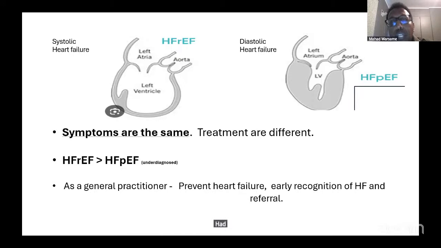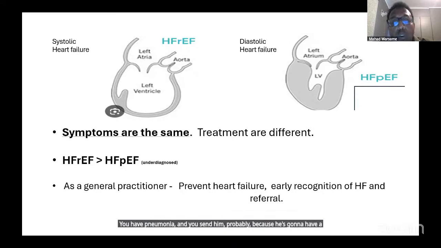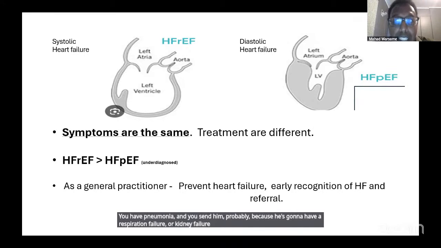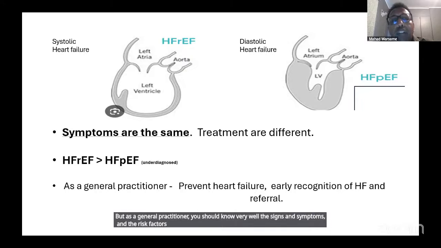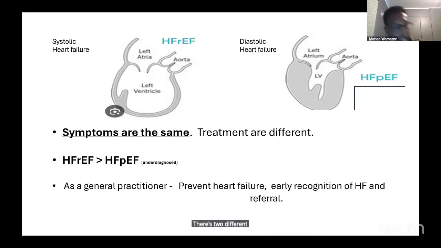If you have a patient with pneumonia and you send him home, probably he's going to have respiratory failure or kidney failure. As a general practitioner, you should know very well the signs and symptoms and the risk factors leading to heart failure. Besides these two different types of heart failure, which you usually see after you do echocardiography.